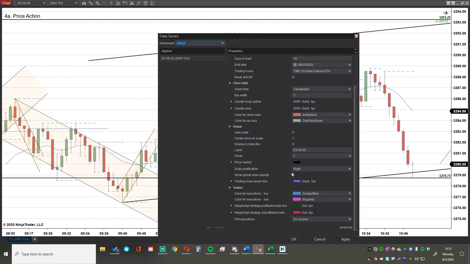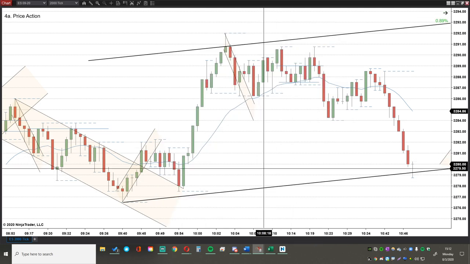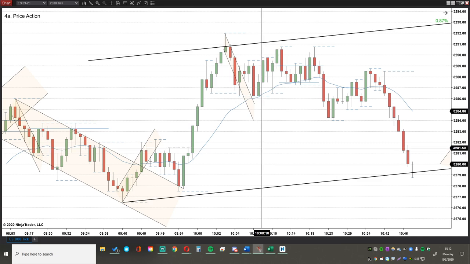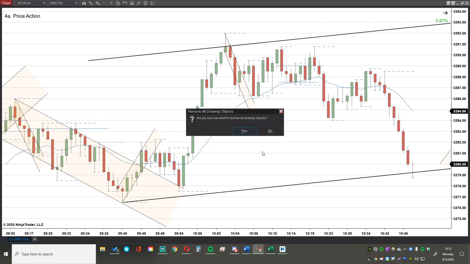So let me get rid of all the drawing objects, and then we can dig in. Okay, that didn't help a whole lot. Let me just do it this way then.